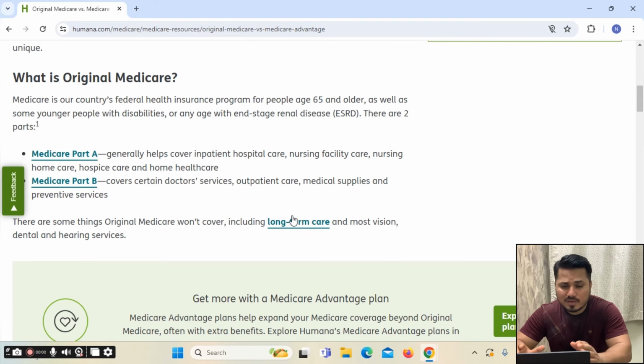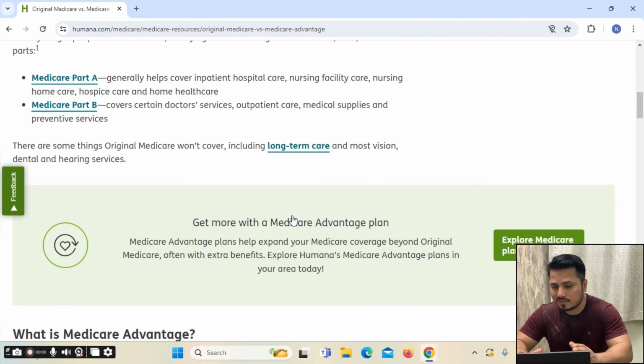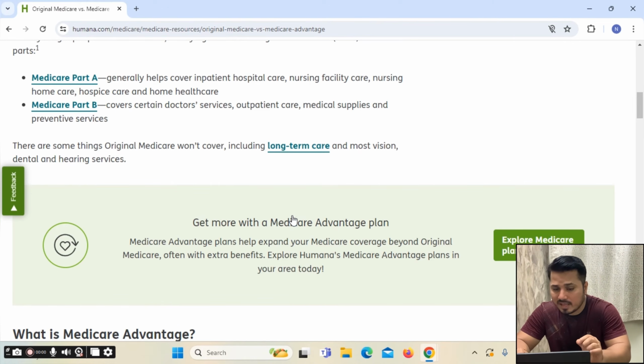As well as some younger people with disabilities or any age with end stage renal disease, which is called ESRD. There are two parts. Medicare Part A generally helps cover inpatient hospital care, nursing facility care, nursing home care, hospice care, and home health care. Medicare Part B covers certain doctor services, outpatient care, medical supplies, and preventive services. There are some things original Medicare won't cover, including long term care and most vision, dental, and hearing services.